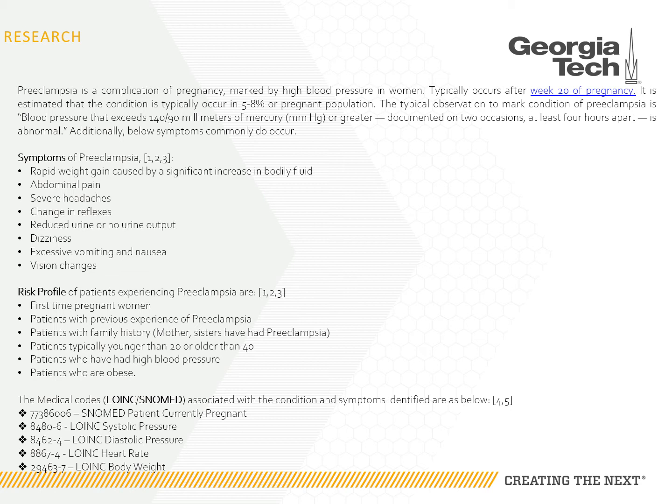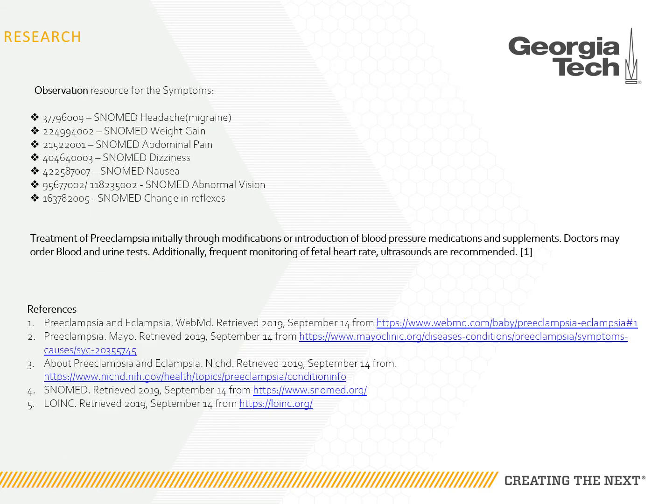You can see the symptoms have been listed here, and the risk profile, like previous experience of preeclampsia and patients having had high blood pressure and so on. And we visited the LOINC and SNOMED websites to collect the observations for systolic and diastolic pressure, heart rate, body weight, and so on. This slide contains the research, and you can see all the SNOMED codes for the observations or the symptoms.